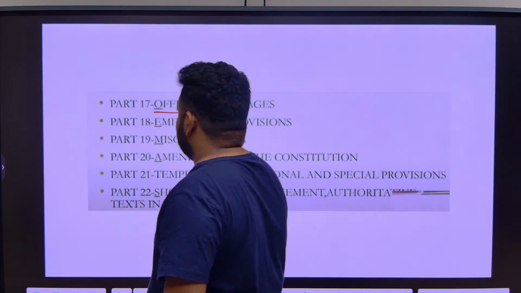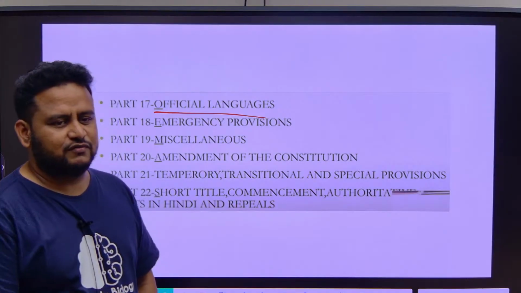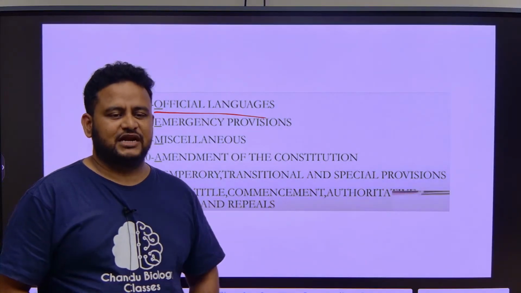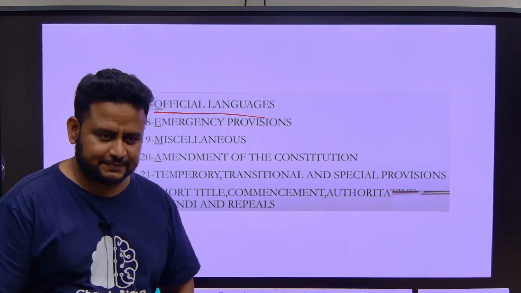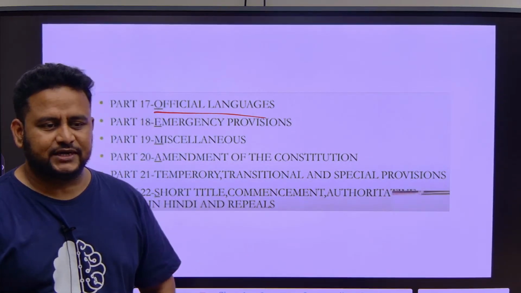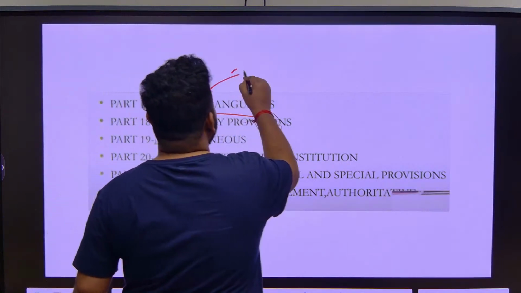Part 17, official languages. As of now we have 22 official languages. Earlier there were 14, then it became 18 and then it became 22. Official languages are contained in the 8th schedule of the constitution.